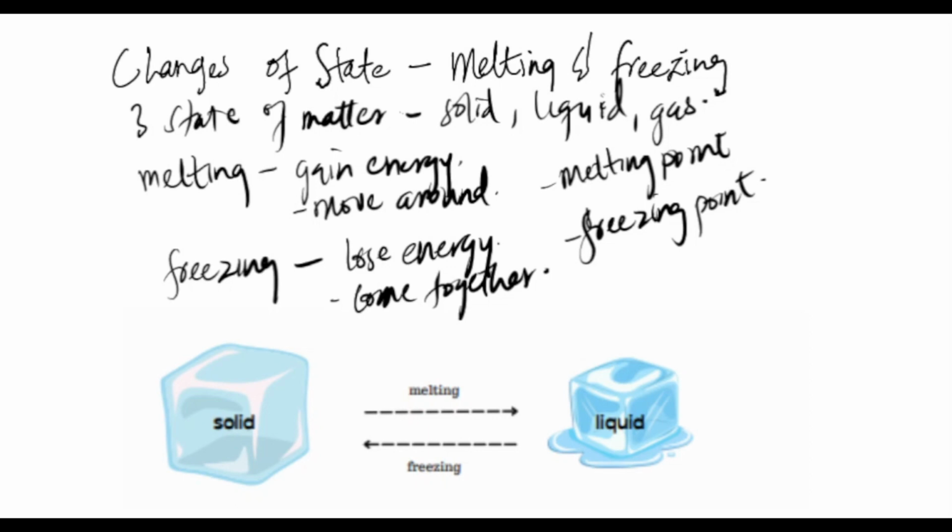Now, melting point is the temperature at which a substance will melt. And freezing point is the temperature at which a substance will freeze. So when we take water as an example, water will melt when the temperature is above 0 degrees Celsius, and water will freeze when the temperature reaches 0 degrees Celsius. So above 0 degrees Celsius, water will melt. And below or exactly at 0 degrees Celsius, water will freeze.